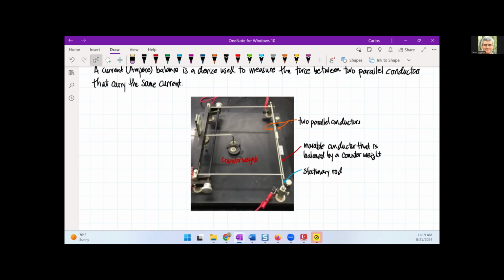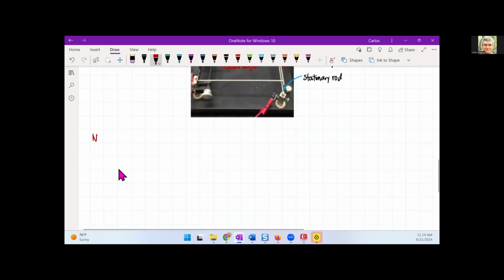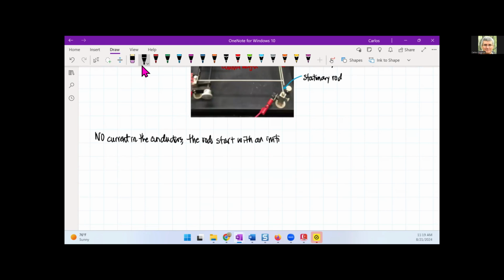So now what we want to do is start looking at images. And here's what you find. If there's no current in the conductors, the rods start with an initial separation.